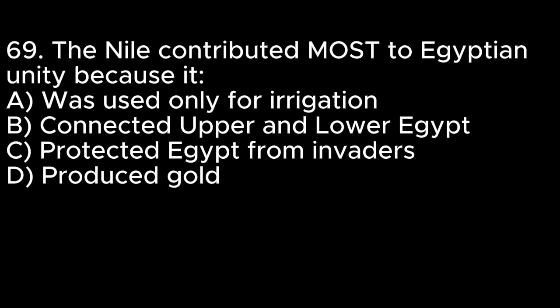69. The Nile contributed most to Egyptian unity because it A. was used only for irrigation. B. connected Upper and Lower Egypt. C. protected Egypt from invaders. D. produced gold. Answer: B. The Nile linked regions and promoted unity.